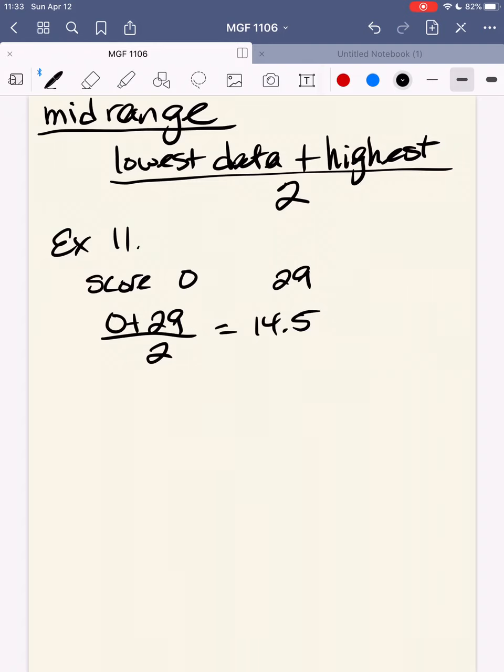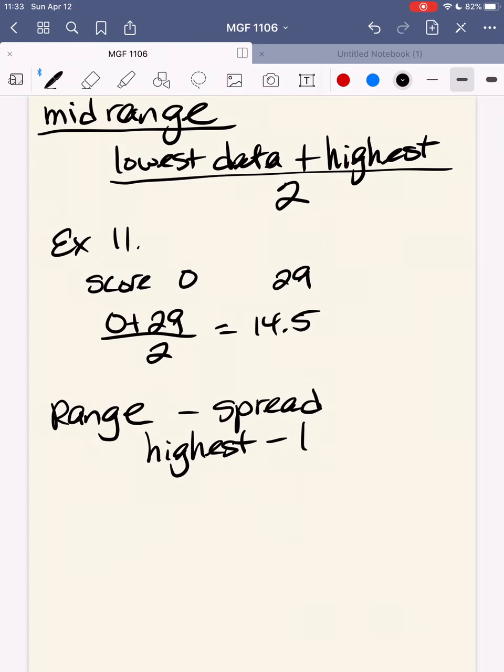Mid-range is a little bit different. It's kind of running into the next section, but it all ties together with range itself. Range is the spread of data, and it may or may not start at 0. We don't divide this one. It's just the highest minus the lowest value. No division by 2. So we're not looking at a mid-range, we're looking at the actual range.